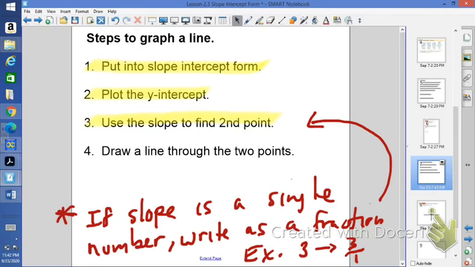And it's important that if the slope is a single number, for instance, if it's 3, you want to write that as a fraction, 3 over 1. Because remember, slope is rise over run. So we would go up 3 over 1. So writing it as a fraction is beneficial if it's a single number. And then finally, we're going to draw a line through the 2 points.